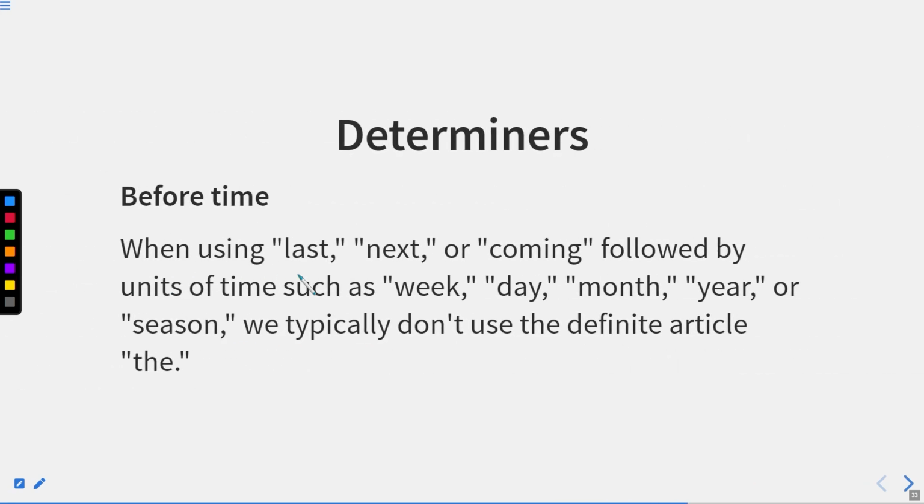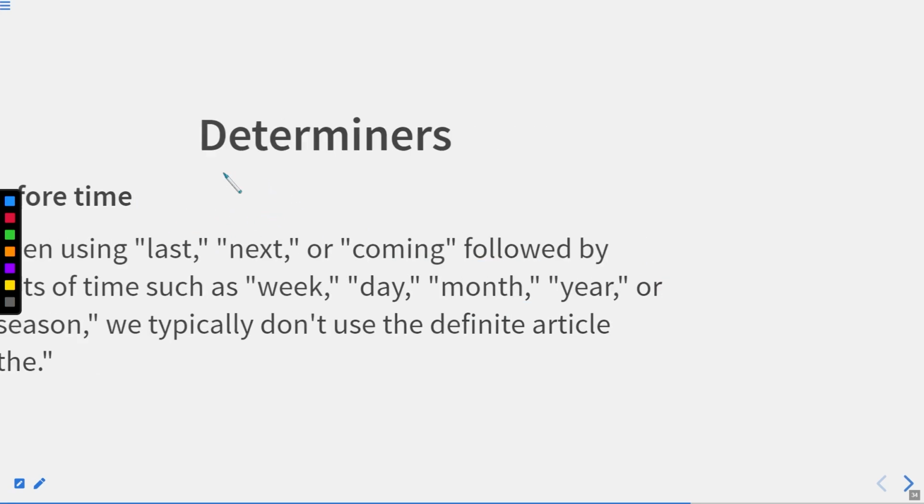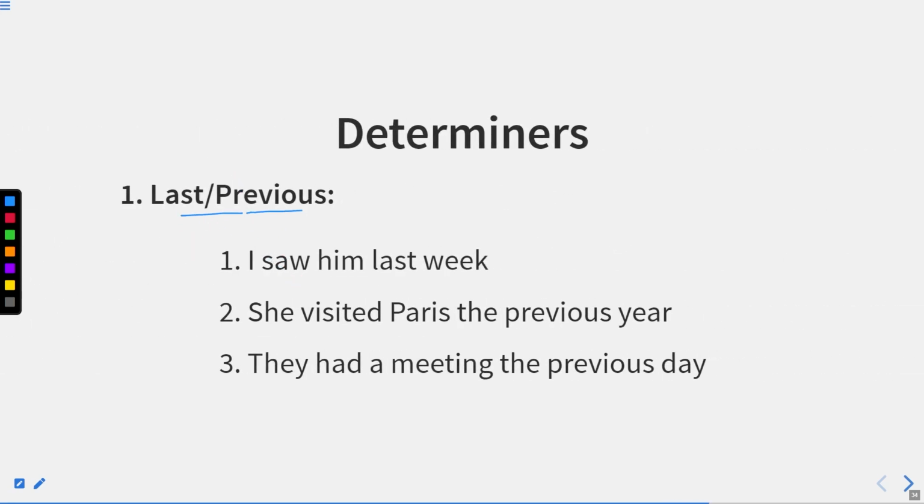Before time. Now, whenever we use the word last, next, or coming, these are different. If these are followed by week, day, month, or any duration of time, we do not use the before them. For example, if we have the word last or previous before any day, month, hour, or week, or year, or any duration of time, if it is last, we do not use the.